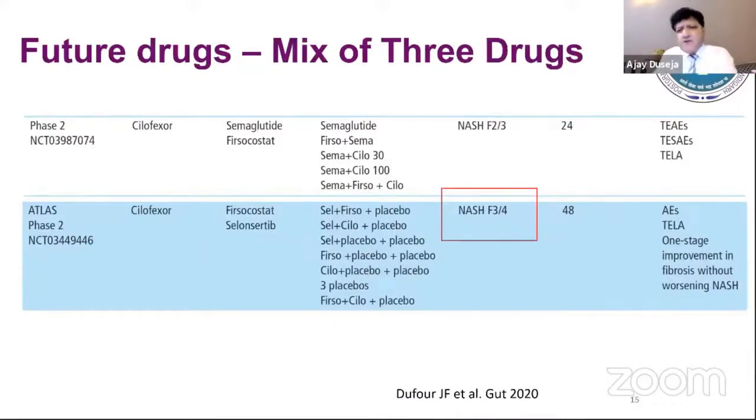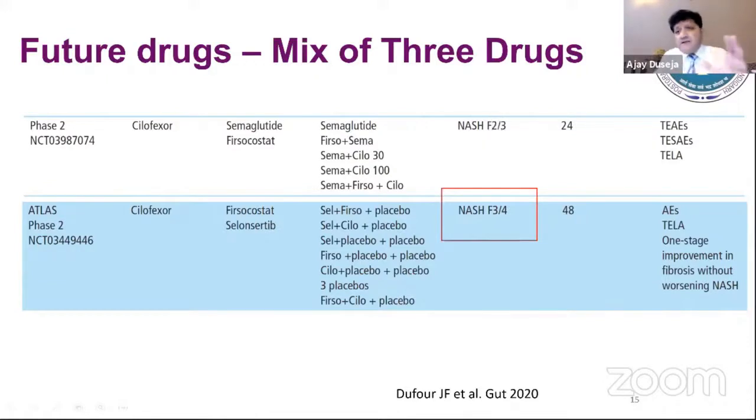Then, in the last 1 or 2 minutes, I'll just mention that people are now using combinations of more than 2 drugs, so a mix of 3 drugs in various combinations. One of these is a combination of cilofexor, which is an FXR agonist, with semaglutide, which you just heard is a GLP-1 agonist, and Firsocostat, which I told you is the ACC inhibitor. And this is again in NASH F2 and F3.